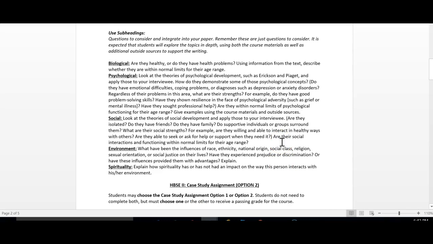It's very important that you remember to talk about this issue here. This is critical to social work. So how have they experienced diversity? In what areas are they diverse?